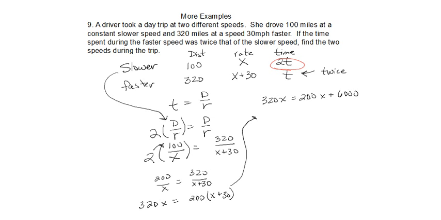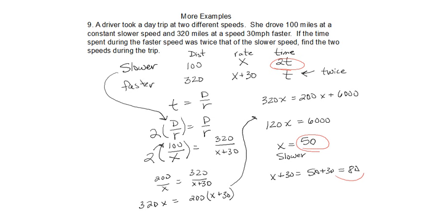So let's subtract 200x from each side to get our x's together. We should have 120x equal to 6,000. And when we divide 6,000 by 120, we should get x to equal 50. So that should be the speed of our slower speed. Our faster speed is going to be x plus 30, which will be 50 plus 30, which is equal to 80. So during the first portion of the trip, we were traveling 50 miles per hour. The second faster portion, we were traveling 80.